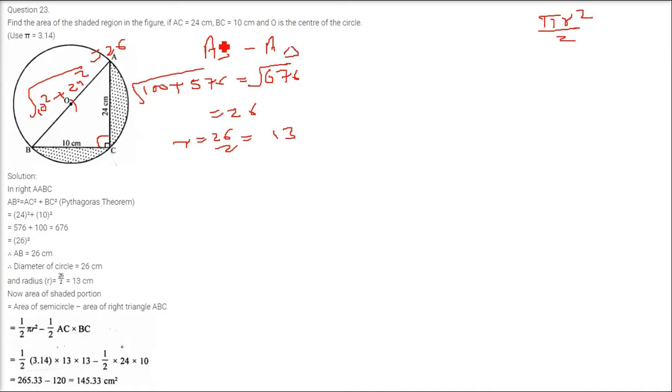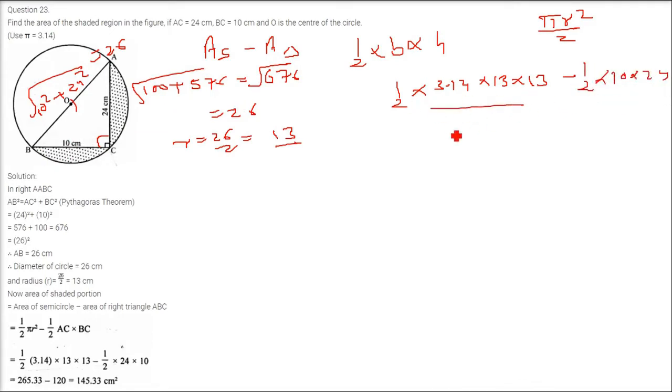So now you can use here. The area of the semicircle will be pi r square by 2, so it will be half, pi is 3.14 and radius is 13, so 13 into 13. And what you have to subtract? The area of the triangle. We know the area of a triangle is half into base into altitude. What is the base? 10. Altitude is 24. You can take base as 24, altitude as 10, it depends on you. So half into 10 into 24. So what do you get here? You get this one as 265.33. And what do you get here? It will be 120. 2 tens are 20, 2 5s are 10 and 5 into 24 is 120. So you get 145.33 centimeters square.